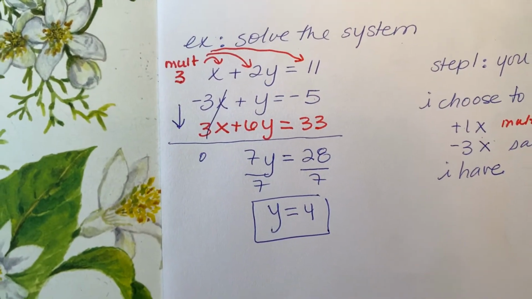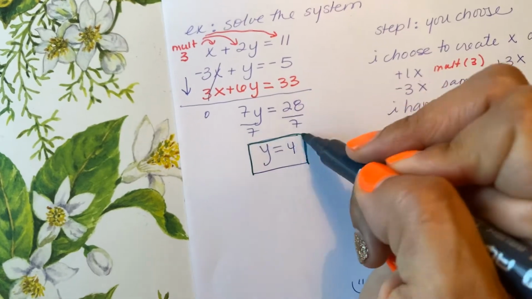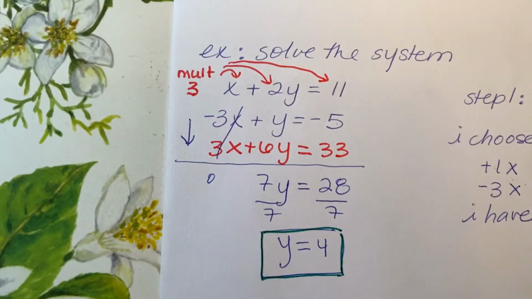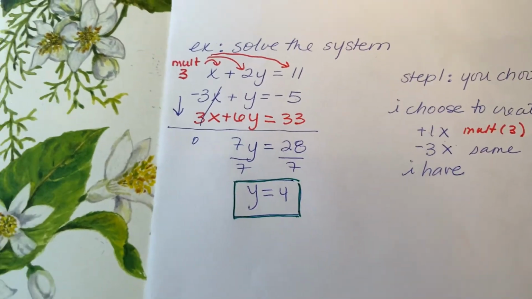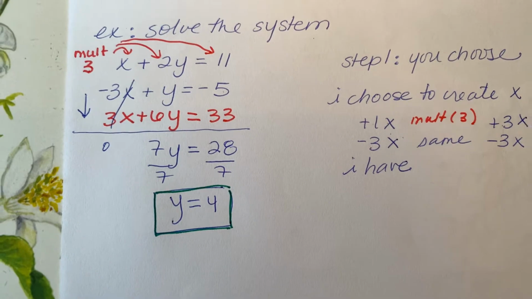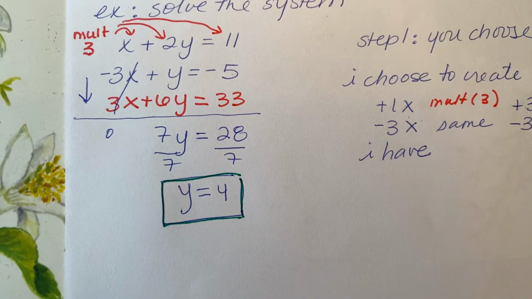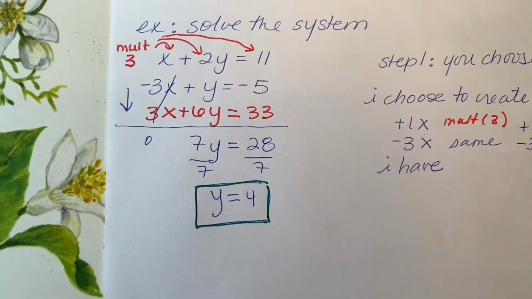I'm going to use a different color because the blue's really light. So the second level for linear combination or elimination is that you have to create your opposite terms by multiplying by a number.